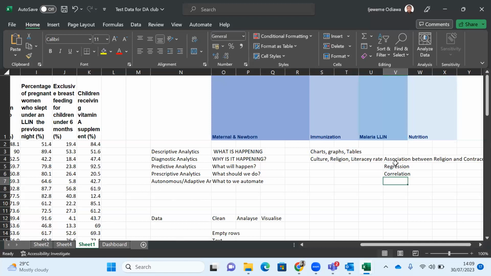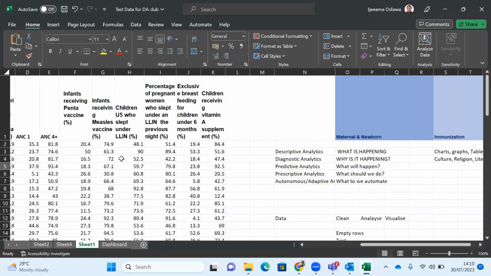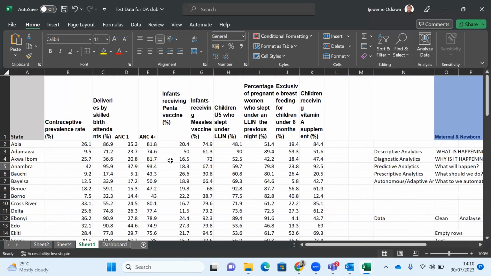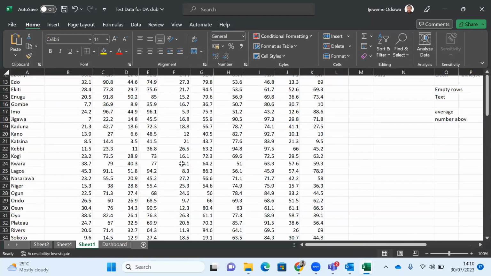Those are the main two, actually. And it's very unlikely you will ever need anything more than these two. When you start Python, you would see regression and correlation coming out again later on, right? Because we can do regression here on Excel because the data is small. It's just 37 data points, right?